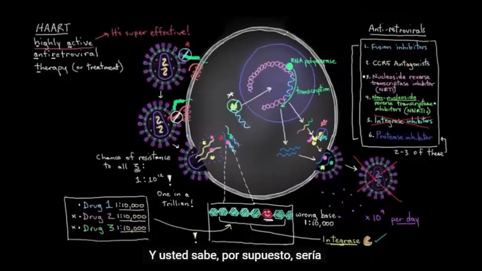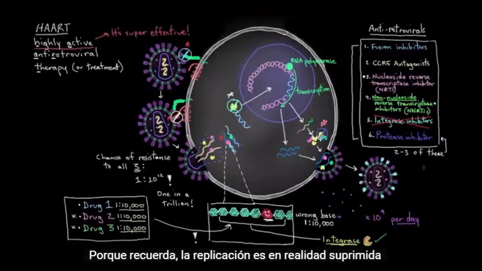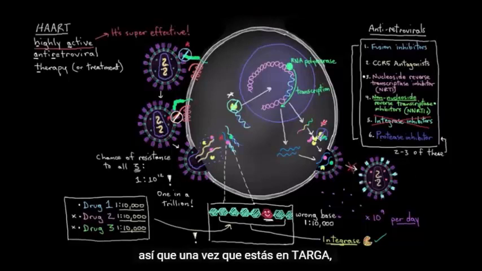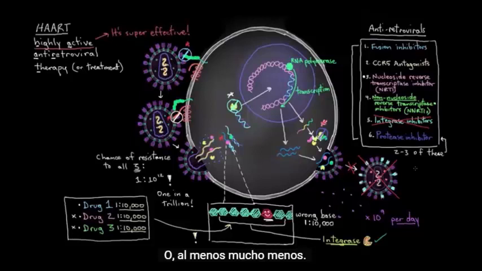And, of course, it would be extremely unlikely to thus find an HIV particle just floating around in the bloodstream that's resistant to multiple drugs. Because remember, replication is actually suppressed by taking the ARVs. So once you're on HAART, potential mutants aren't even being created anymore. Or at least a lot less so.